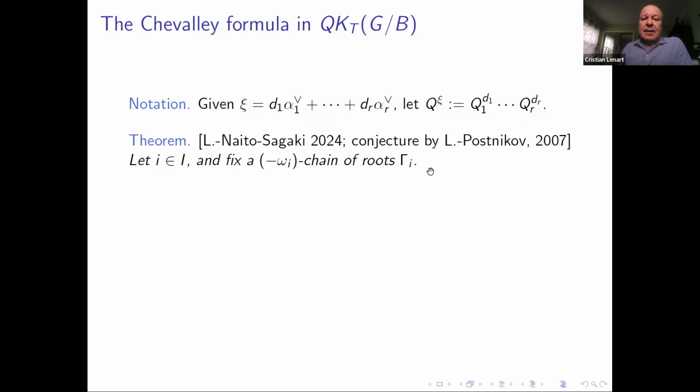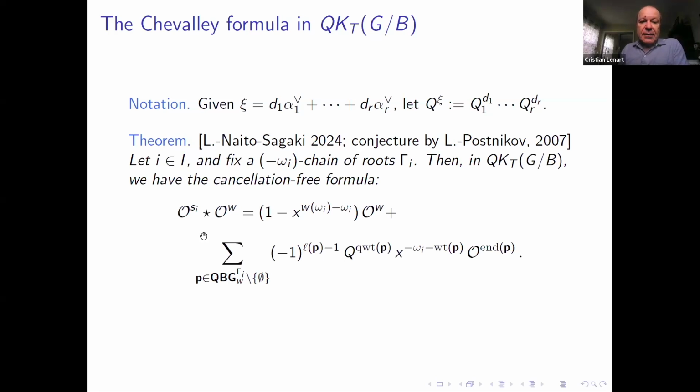And then I can state the Chevalley formula, which we proved with Naito and Sagaki. Actually, we conjectured it with Postnikov in 2007 because it was just a natural generalization of the Chevalley formula we gave for ordinary K-theory. So we fix a node i, or a simple reflection if you want. And then we have to fix a negative omega_i chain of roots, which we denote gamma_i. I already showed you how this can be chosen explicitly in type A. But I have explicit constructions in all the other classical types, and actually an algorithm to find such a chain of roots in general.